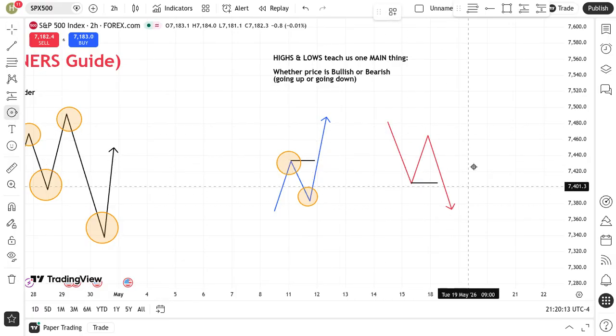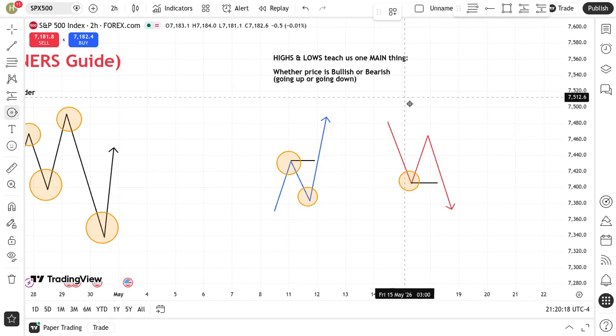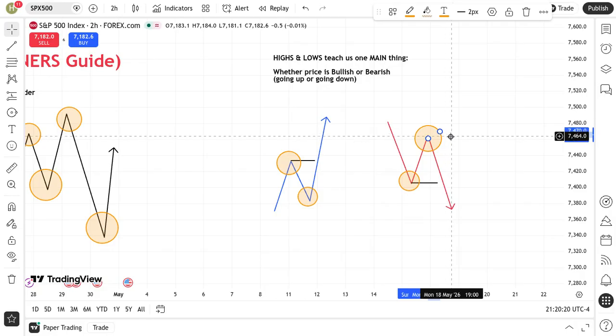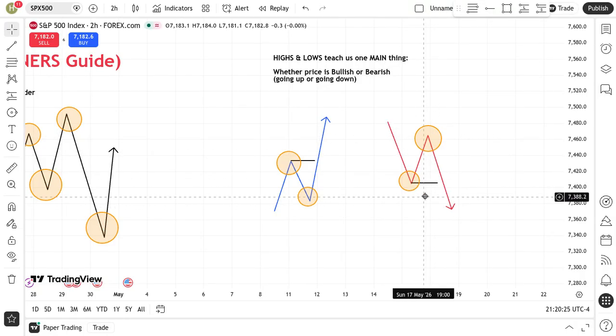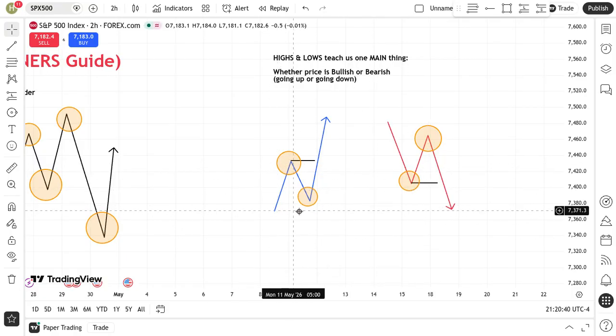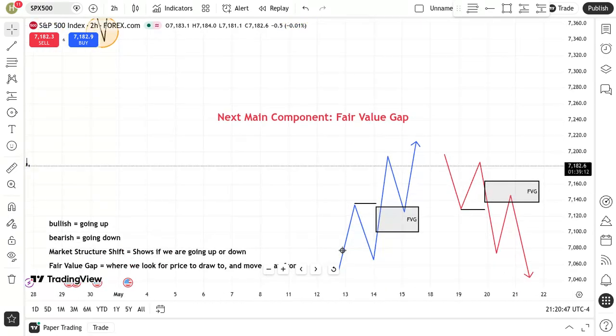Now, if we look at this example, we have a low here. We have a high here. If we look at this chart, price goes down. It breaks this previous low that it created. This indicates that price is bearish or that it's going down. And this is also known as a bearish market structure shift. Remember, that just means that it's going down. Now that you know highs and lows, now you know what a market structure shift is, a bullish market structure shift and a bearish market structure shift. Let's go on to the next.